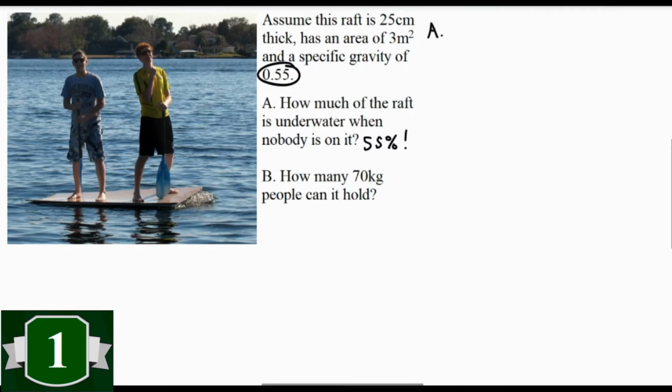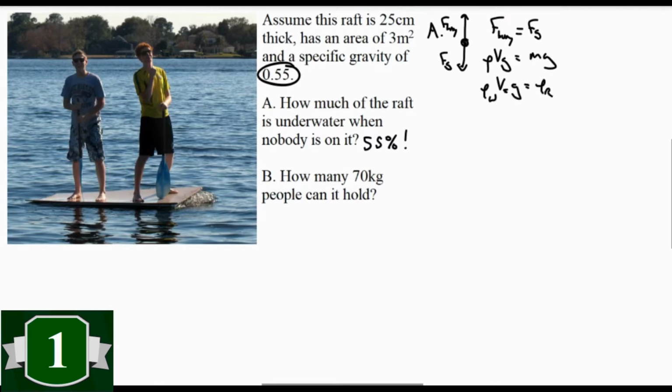Now, let's prove that. We'll start with a free body diagram. We have gravity down and a buoyant force up. So clearly we set those equal to each other, and we get rho Vg equals mg. Well, let's be very careful here. The buoyant force is the density of the water times the volume of the displaced water. Let's call that Vs for submerged.